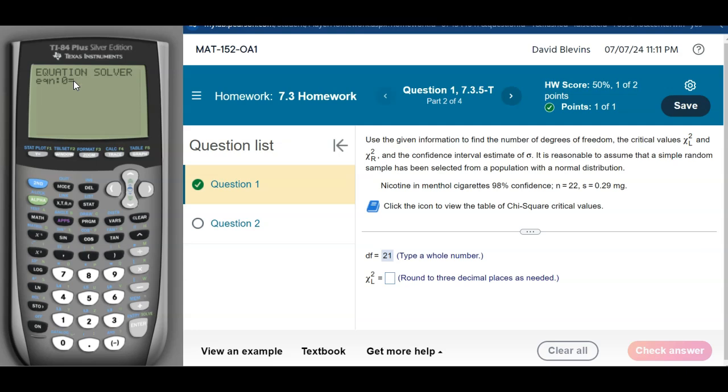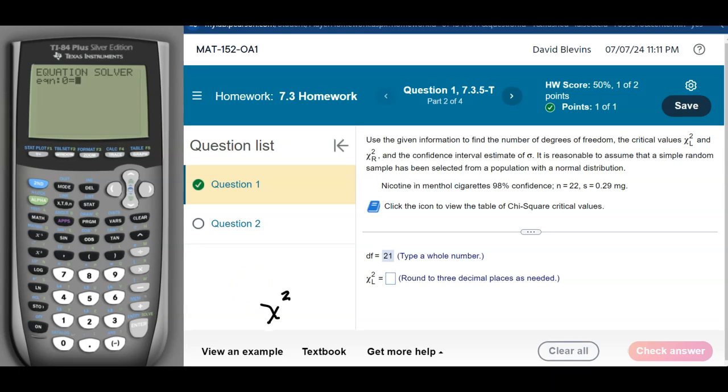So what we're trying to do is, if I was using the chi-square CDF feature in the TI, it's very similar to the normal CDF. It takes in a lower number, it takes in an upper number, and it takes in the degrees of freedom, and it tells you in that chi-square distribution what percent falls in here.